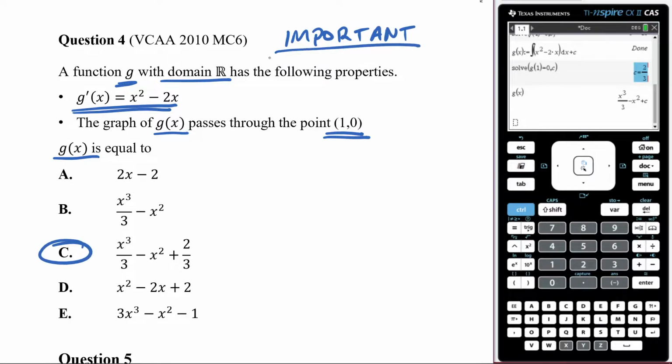Can I say you need to be able to do this quickly? All right. No mucking around. Make sure you can do it quickly. All right. That's very, very important.